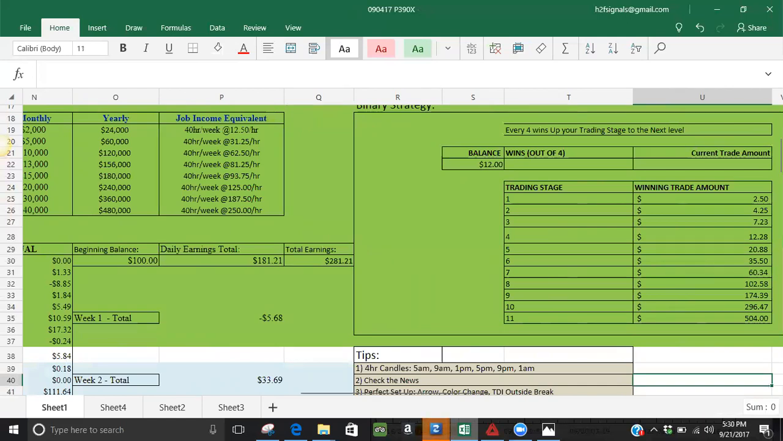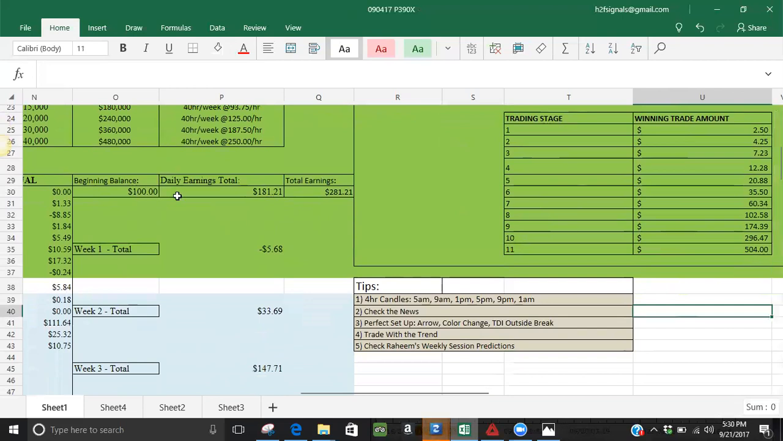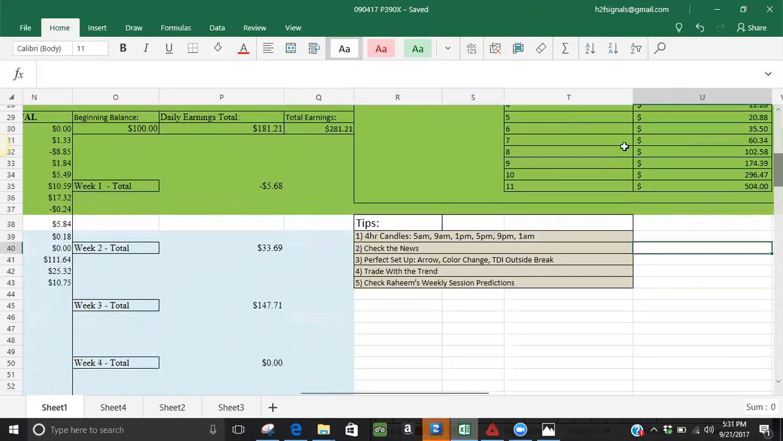Another great thing that automatically populates for you with this system is your weekly totals. As you're typing in what you hit for the week, it comes here for that first week. They actually took a loss of $5.68. Their next week, they gained $33.69. They're currently on the third week, and they've gained $147.71 for this week. So you're realizing what you're making on a weekly basis as well.